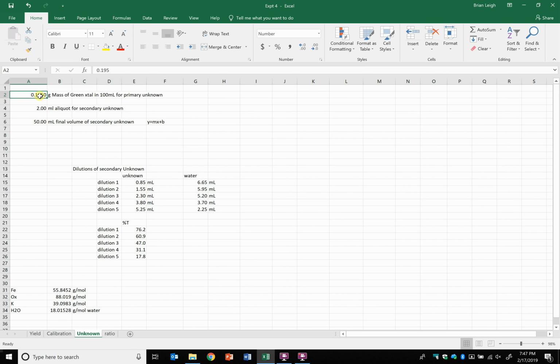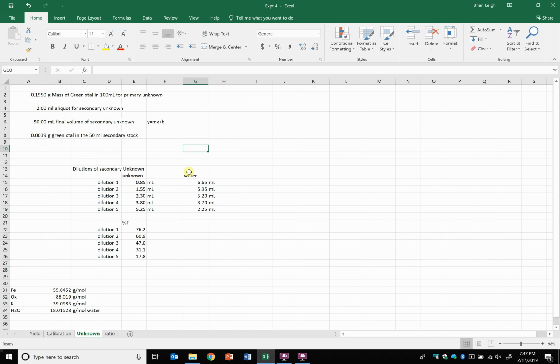You'll see why. How many grams of this green crystal made it into this 50 mil volume? That is a pretty easy calculation, right? Since we have this mass, and that mass is dissolved into 100 mils, and of that 100 mils, we're only going to take 2. So this is the number of grams of green crystal in the 50 mil secondary solution.